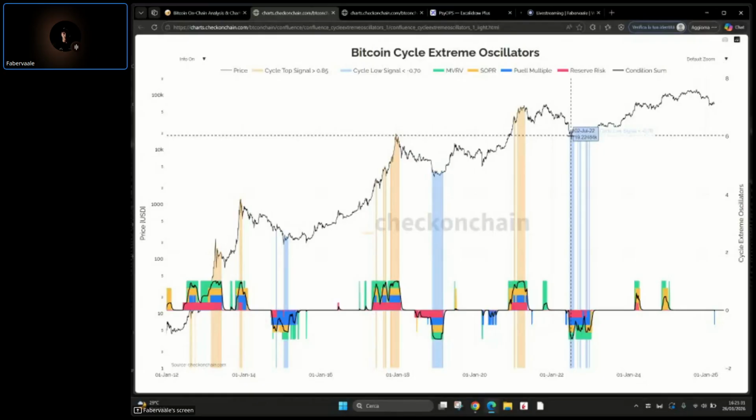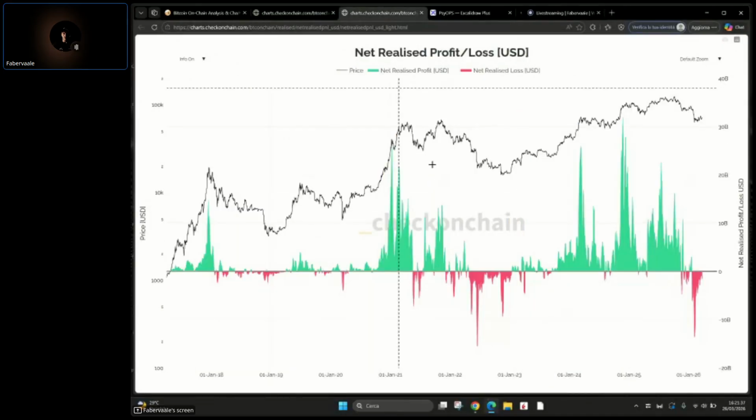Now, once you have this, as you can see, you have blue here, but it's not precisely on the bottom. So if you want to take a leverage trade, you will be taken out 3 times before. So what I invented is the following. This one is the pain of the trader, the net realized profit and loss.